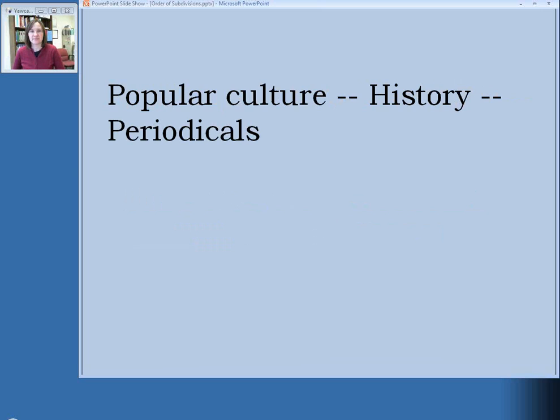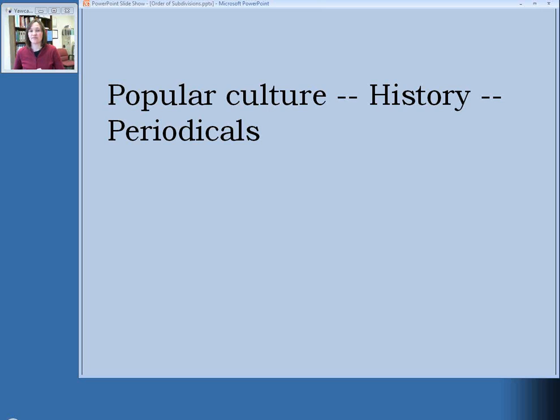Another kind of trick to use to make sure that you are putting your subdivisions in the correct order is to try and read your string backwards and see if it actually describes what you are trying to catalog. So if you have a magazine that is about the history of popular culture, this could be a subject heading you want to use. It would be popular culture, then history, then periodicals, because if you read it backwards, you have a periodical that is about the history of popular culture.